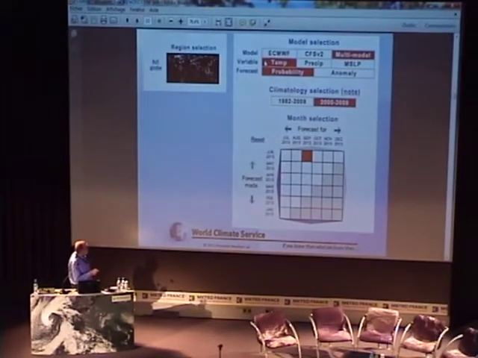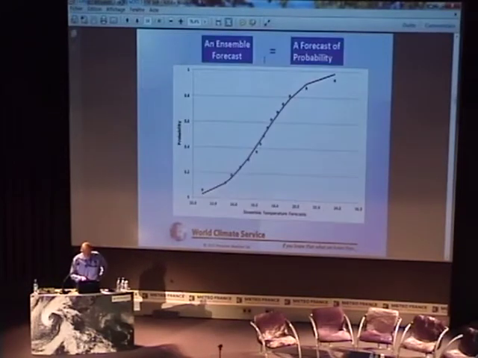So then you can pick the forecast period, you can pick the month, you can make all of these choices, and that's all available, and it will all come up for you on this website.